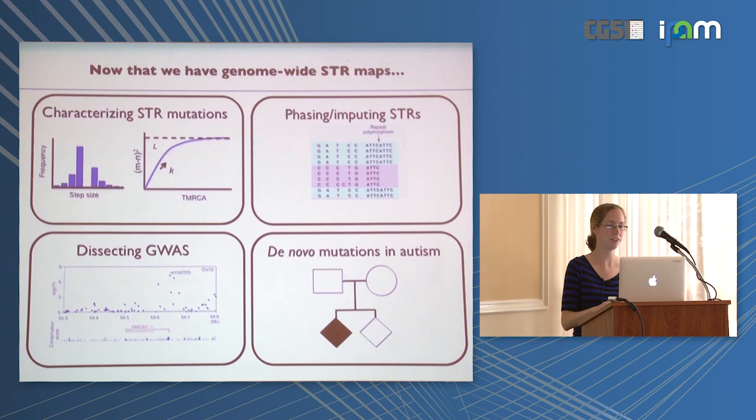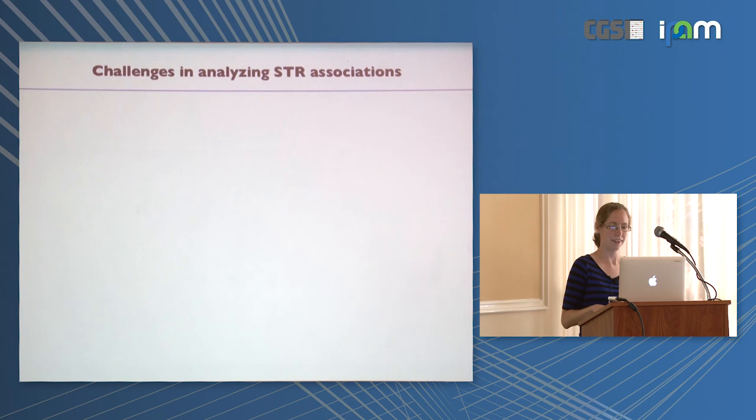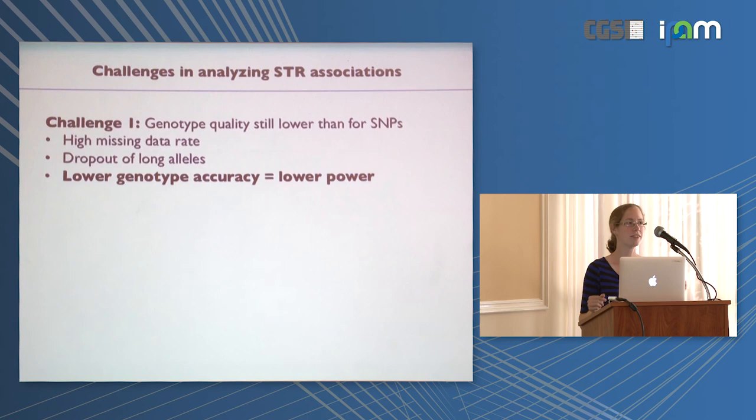Okay, I'll just end with some challenges that still remain in analyzing these STRs and trying to associate them with disease. So we still face the challenge of genotype accuracy. HipSTR is doing really well, but it's still not at the level of state-of-the-art SNP genotype callers. So in any analysis where you're trying especially to compare effects of different types of variation, like STRs versus SNPs, because our genotype accuracy is lower, we end up losing a lot of power. That's something we have to deal with in any association analysis, and we still don't have great answers for the best way to deal with that.